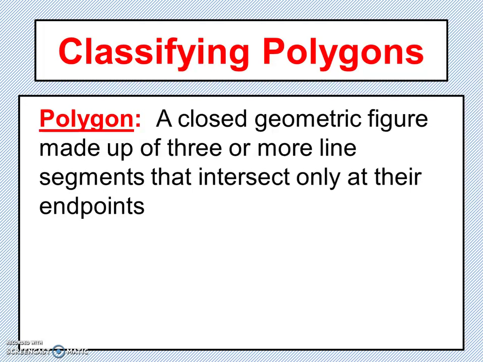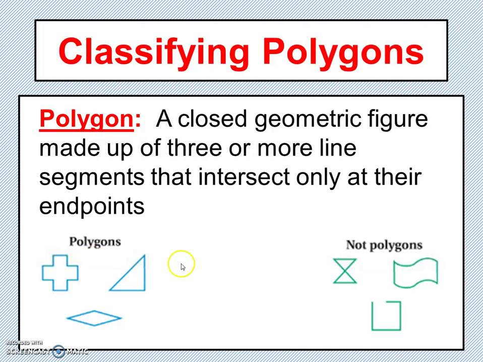So if it was only 2 lines, the figure couldn't be closed. Closed means it can be filled up with something. So some figures are not closed, they are open. So here are some examples of polygons. You'll notice that the polygons that you see here have different numbers of sides. This one has 3, this one has 4, this one has a bunch.